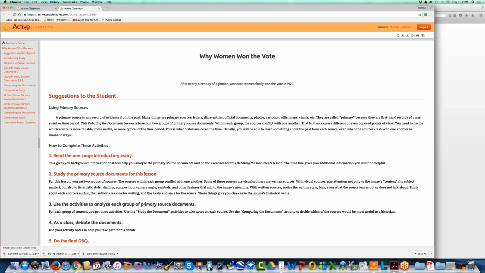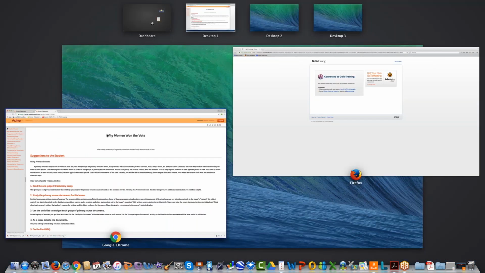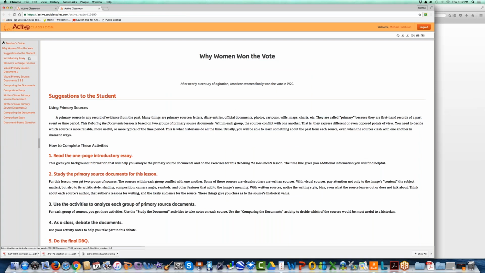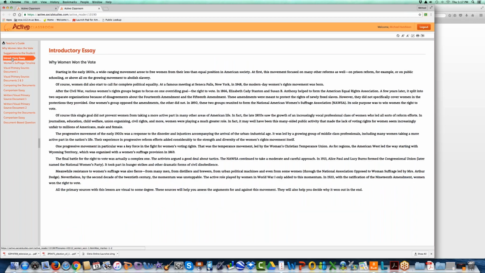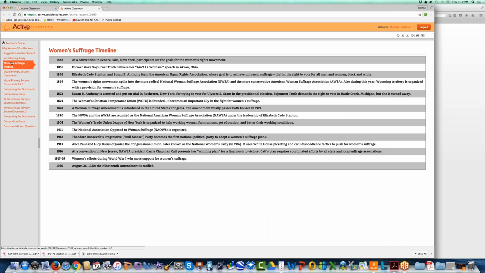What I like about Debating the Documents, and as you can tell, it's somewhat pretty involved here, but for example, we start out with things like what are primary sources, and how to do the actual activity here. So what I like is there's an introductory essay that talks about women's suffrage, how women got the right to vote. From there, there's a timeline that helps students understand what happened in relationship to American government or American history.